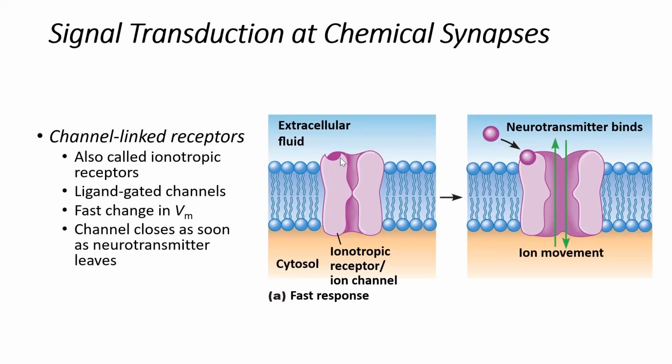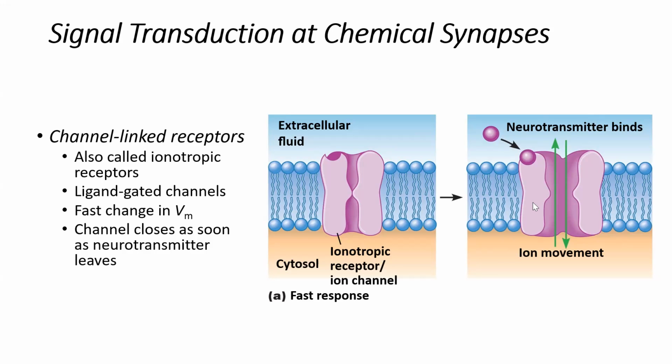So when the ligand binds to this receptor, also acting as a channel, it's going to open up that channel and it's going to initiate ion movement. Ion movement, we know, is synonymous with membrane potential change. In other words, it could lead us to a threshold change, which could create an action potential on our postsynaptic neuron, okay?